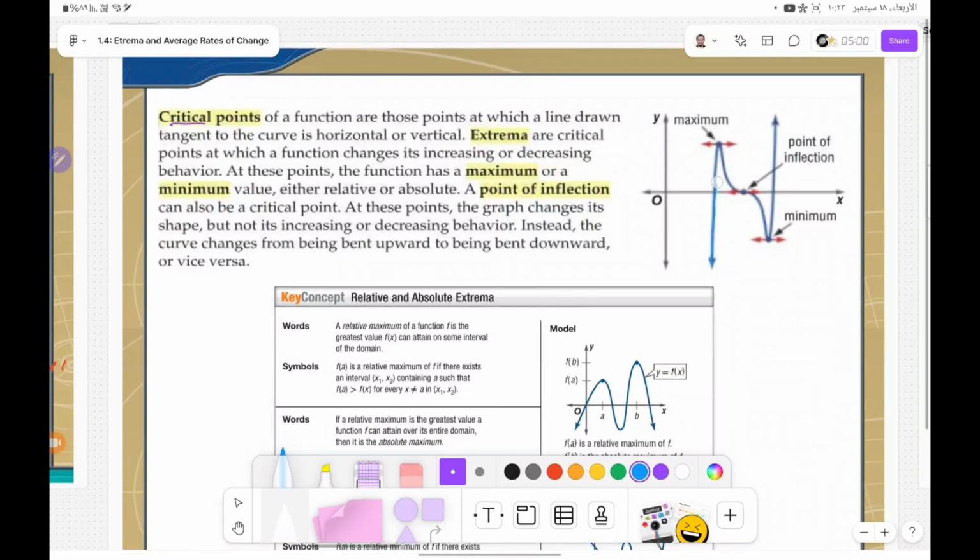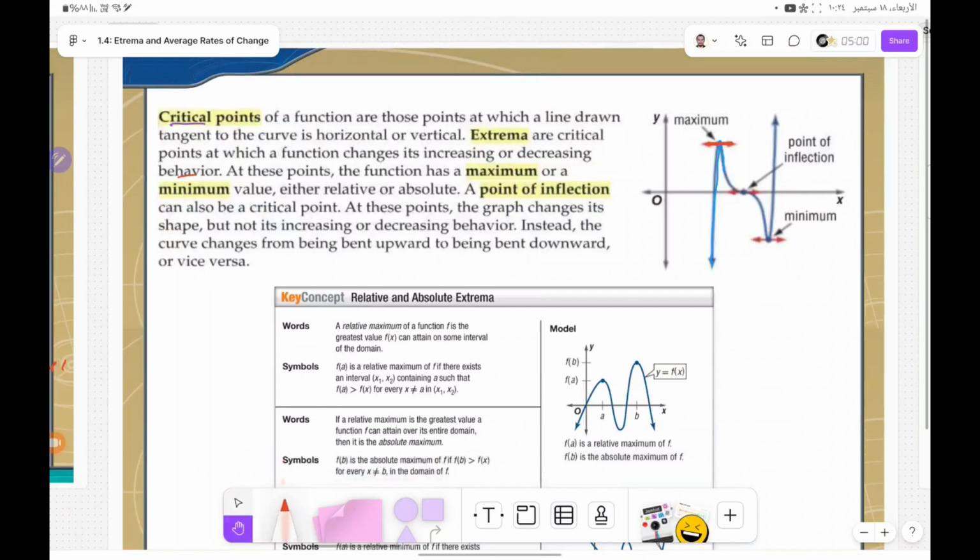At this point here it turns down. If I draw a straight tangent line at that point, this point is called a critical point. Why? Because when I draw a straight line, it intersects my graph at only this one point, so we call this point a critical point. Now we have the extrema. Extrema are critical points at which the function changes its increasing or decreasing behavior.